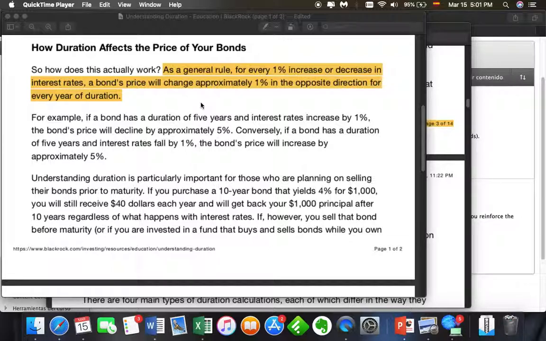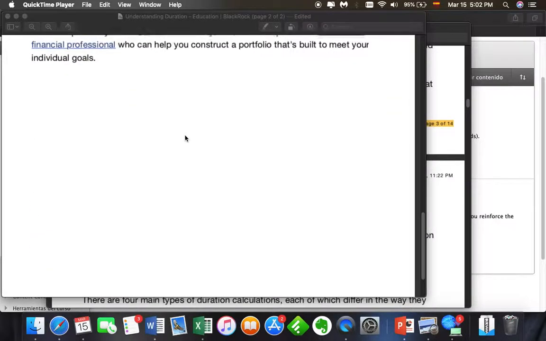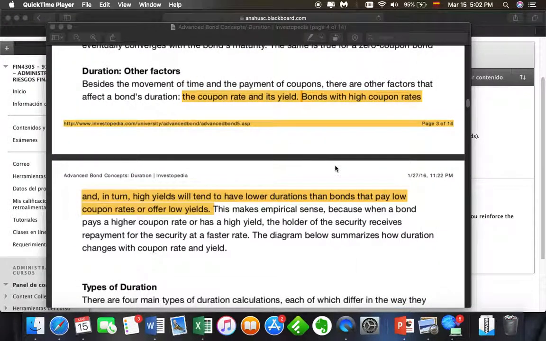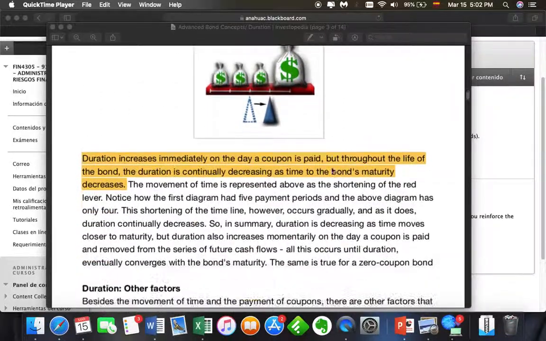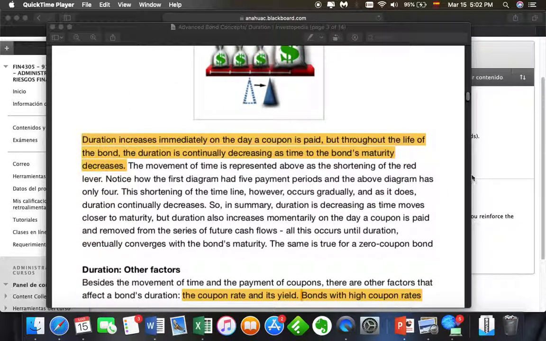So this is simple. If a bond has a duration of 5 years, that means that for every 1% movement in the yield rate, the price is going to change 5%. Okay, so for every year, 1% of the price is going to move, and we're going to see it in a couple of examples.